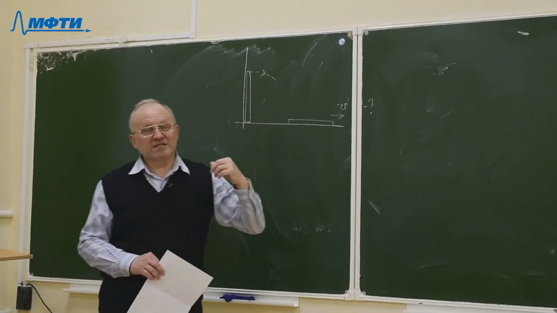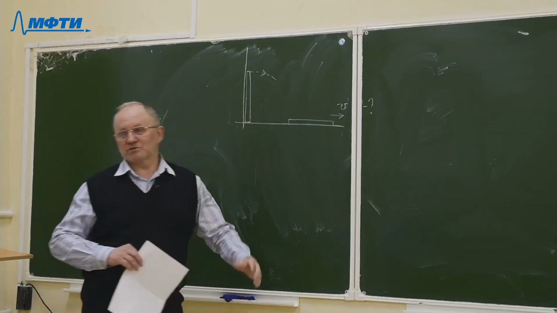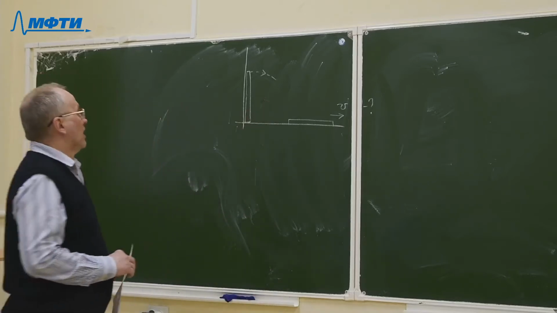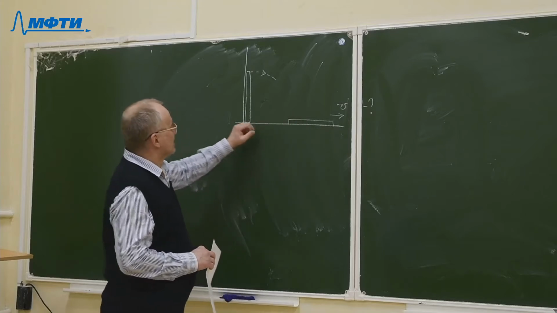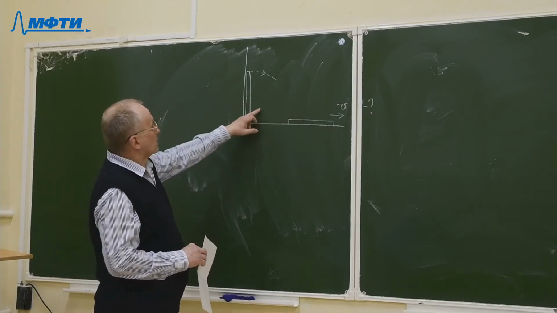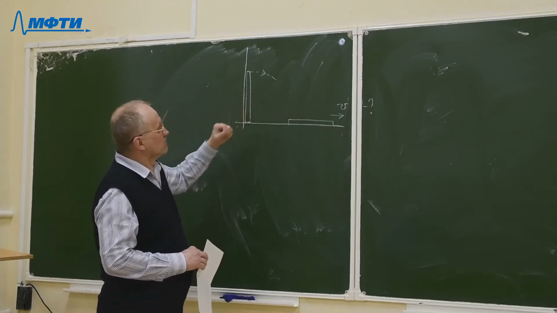I'm not sure if it's maximum or not. We will find this horizontal velocity, maybe not maximum. Oh, it should be maximum, certainly, yes, I understand it. It should be maximum, because it cannot diminish.